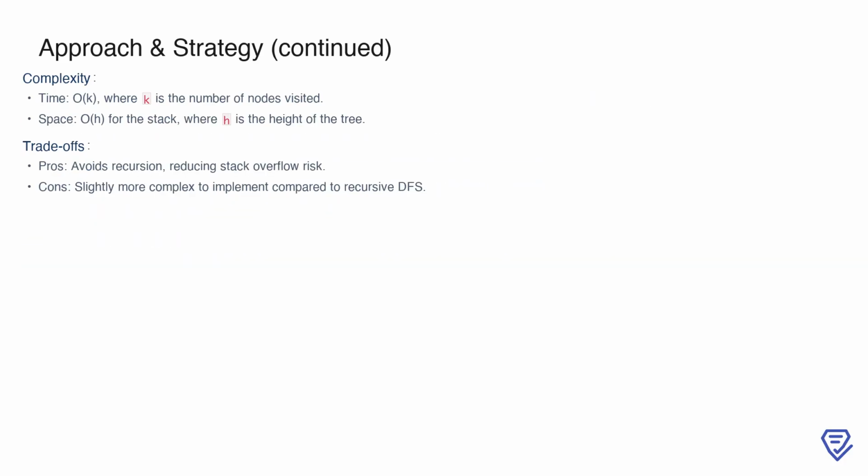The iterative DFS approach has similar complexity to the recursive version. The time complexity remains O(k), where k is the number of nodes visited, and the space complexity is again O(h), where h is the height of the tree. One key advantage of the iterative method is that it eliminates the risk of stack overflow, which can occur with deep recursion on very large or unbalanced trees.